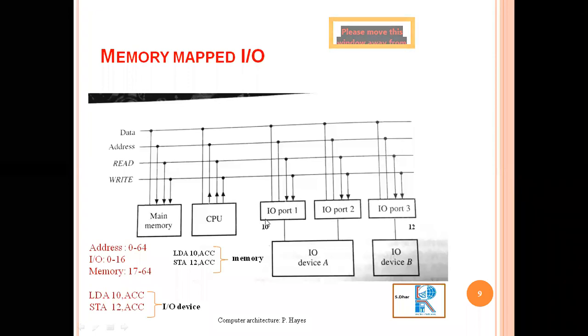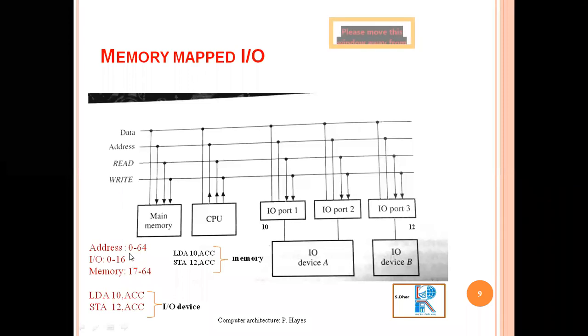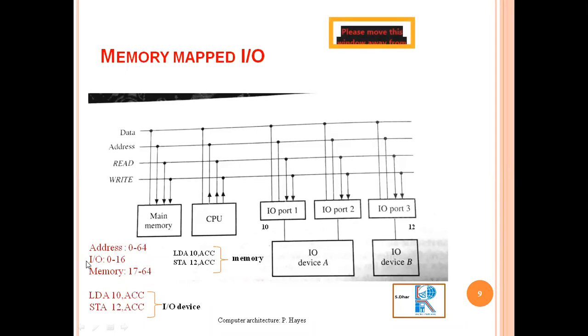Now the question is, how is it possible? Using the same load and store operations, how is it possible to access the main memory and the IO port? See, with one example it will be clear. Suppose the main memory address varies from 0 to 64. That means there is a 6-bit address, so it varies from 0 to 64. Clear?